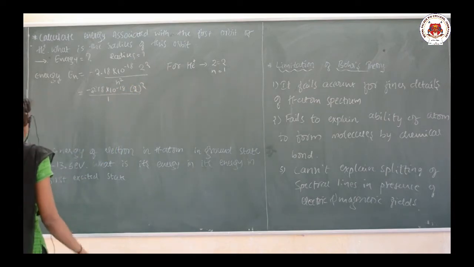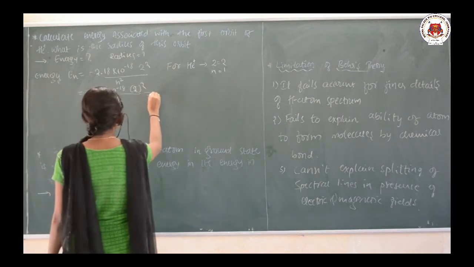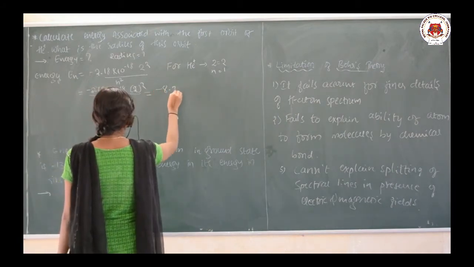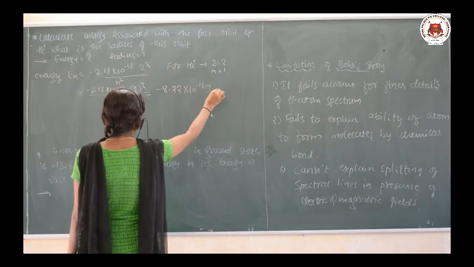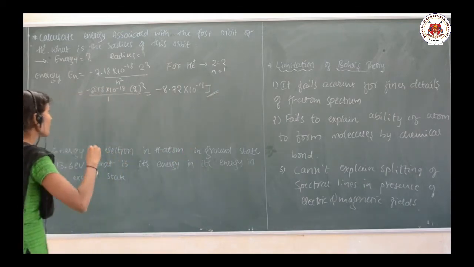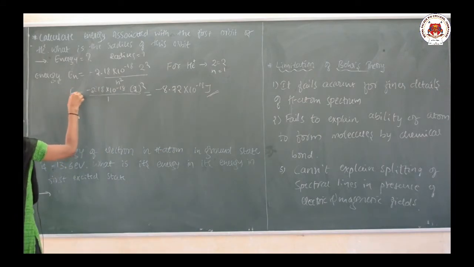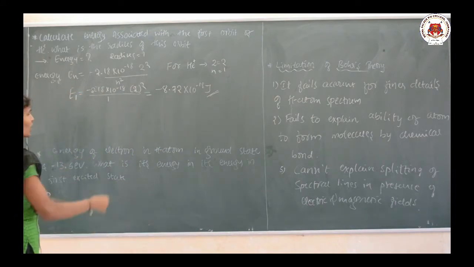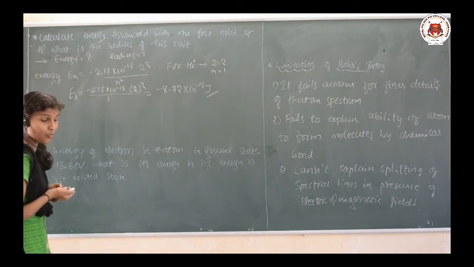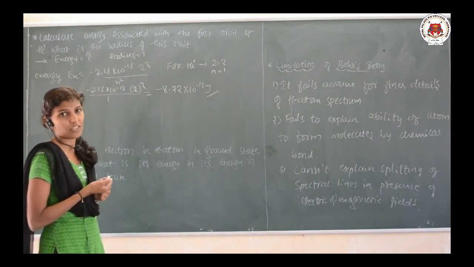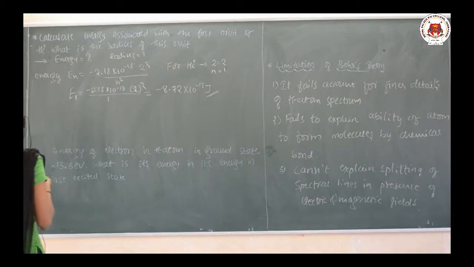Divided by 1. If you calculate this, it will be around 8.72 into 10 to the power minus 18 joules. This is the energy of the first orbit, that is E1, because we need to calculate the energy of the first orbit. If they asked for the second, you can substitute N value as 2, and Z is constant for helium, that is, the value of Z is 2.